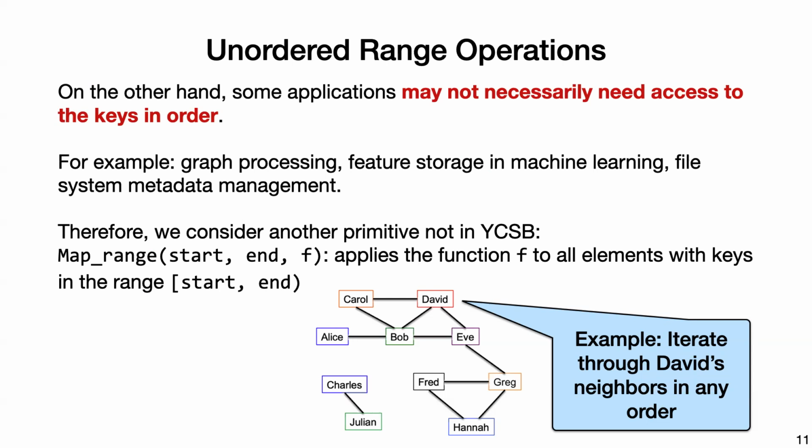And one key use case for this is graphs. A key operation that you do in graph algorithms is to iterate through all of the neighbors of some vertex in any order and apply some function to them.